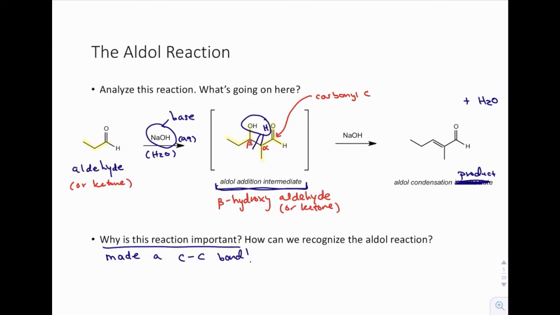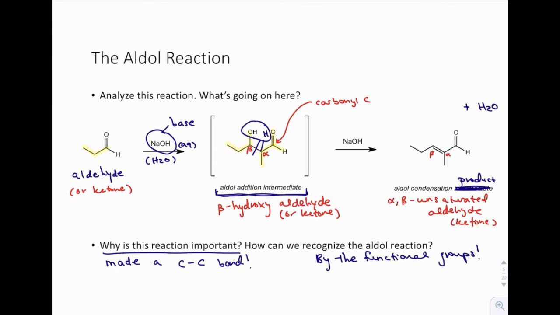And instead of having a beta hydroxyaldehyde or ketone, you have an alpha beta unsaturated aldehyde. Or if we started with ketones, you'd have a ketone. Let's take a look at the mechanism for the aldol reaction.